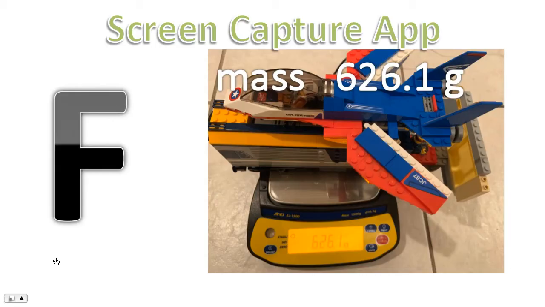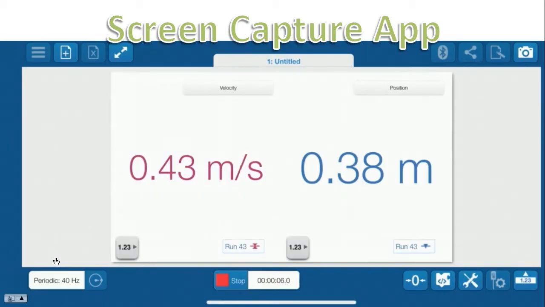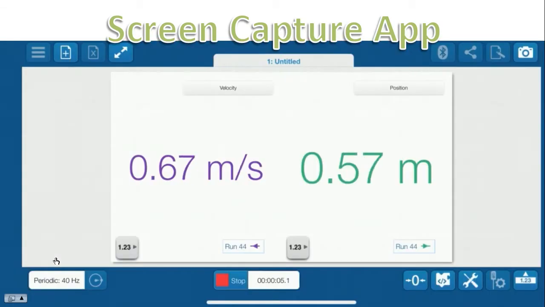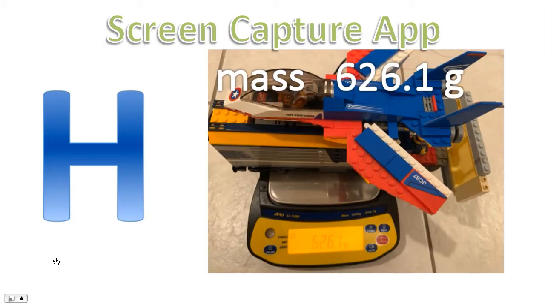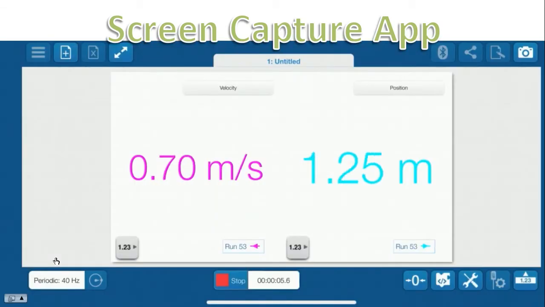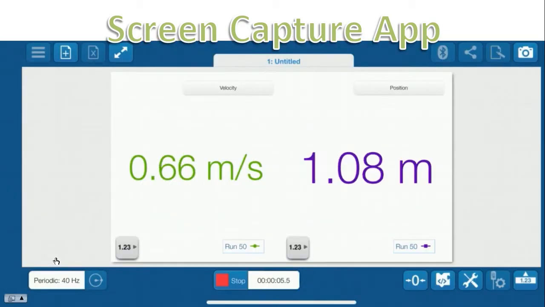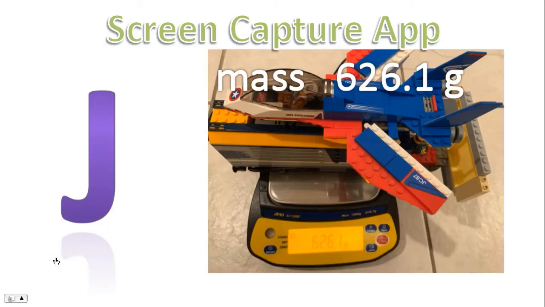All right, here's the screen capture data for all the trials together. Here's trial F, G, H, I, and J.